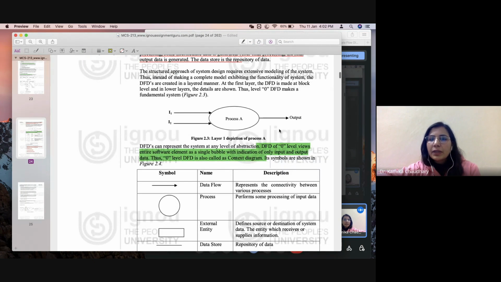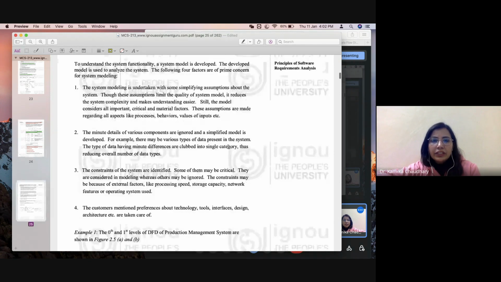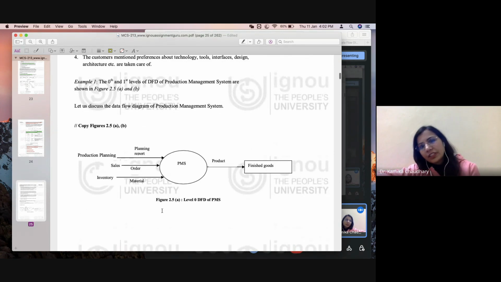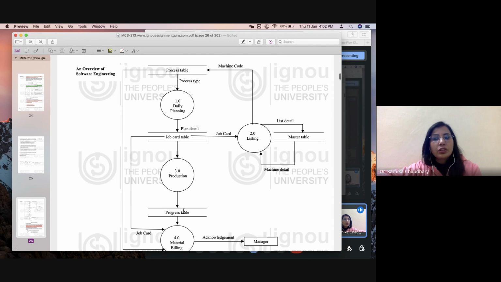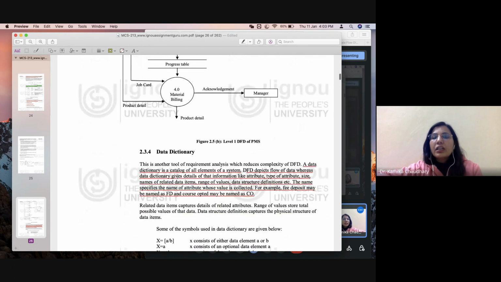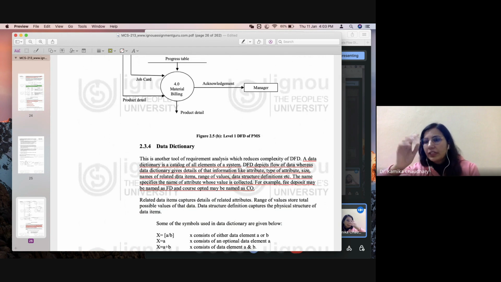This is my level zero DFD of the same process, the production management system. It's very, very basic. Then this is my level one DFD, which is not very basic, but quite a detailed description of a process. Now, after studying DFDs, the name also indicates: data flow diagrams are all those diagrams which indicate how the data is flowing into the system, how the data is entering and how the data is coming out of the system. Now we have the data dictionaries.